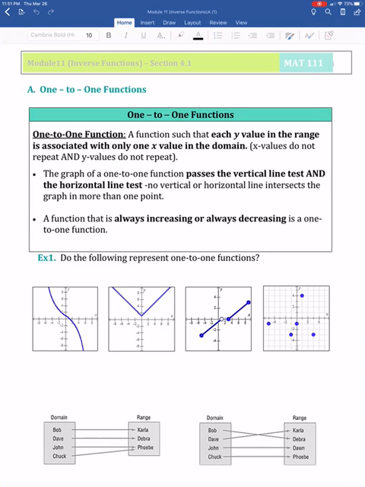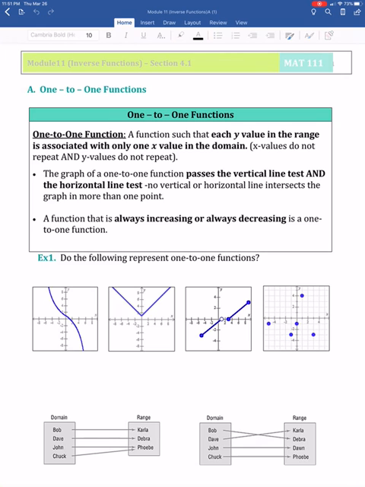All right, I want to take a look at inverse functions. Now, to start off with, we need to define what a one-to-one function is. A one-to-one function states that each y value in the range is associated with only one x value in the domain. So in other words, x values do not repeat and y values do not repeat. The graph of a one-to-one function passes the vertical line test and also the horizontal line test.